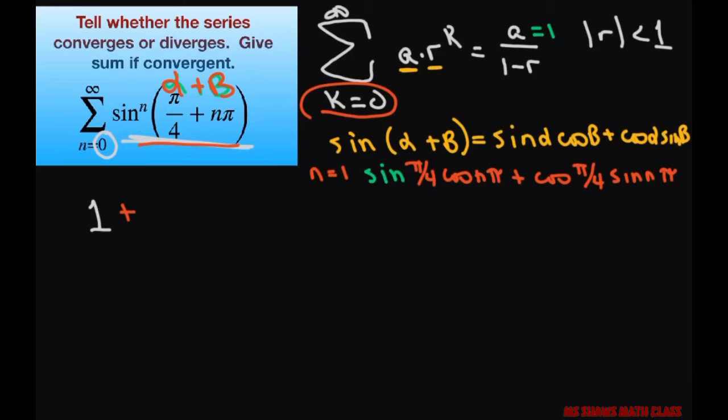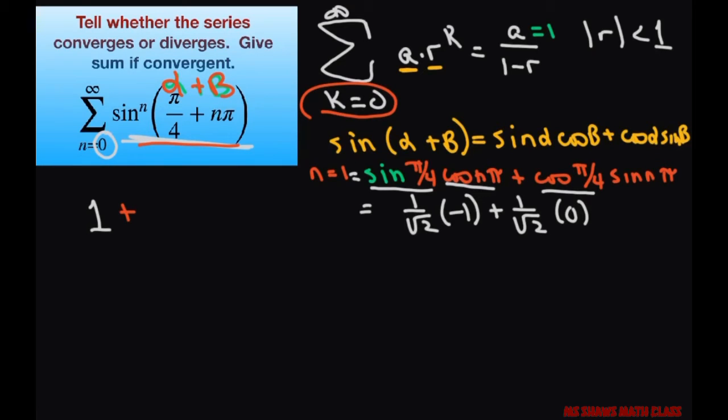Sine of pi divided by 4 is 1 divided by square root of 2, and cosine of pi is negative 1. Then you have plus cosine of pi divided by 4, which is 1 divided by square root of 2, and sine of pi is going to be 0. So this goes away, and our second term is going to be negative 1 divided by square root of 2, and this is to the first power.